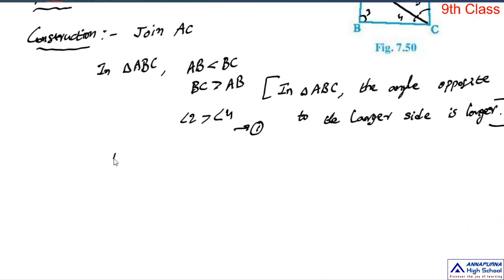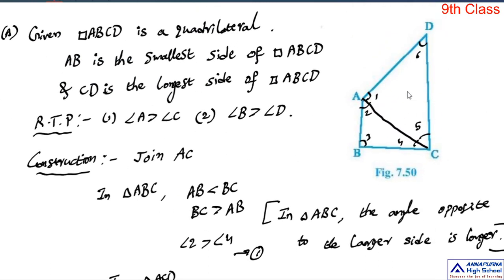Next, another triangle ACD. In triangle ACD, see the figure. CD is the longest side of the quadrilateral ABCD, and CD is the longest side of triangle ADC.